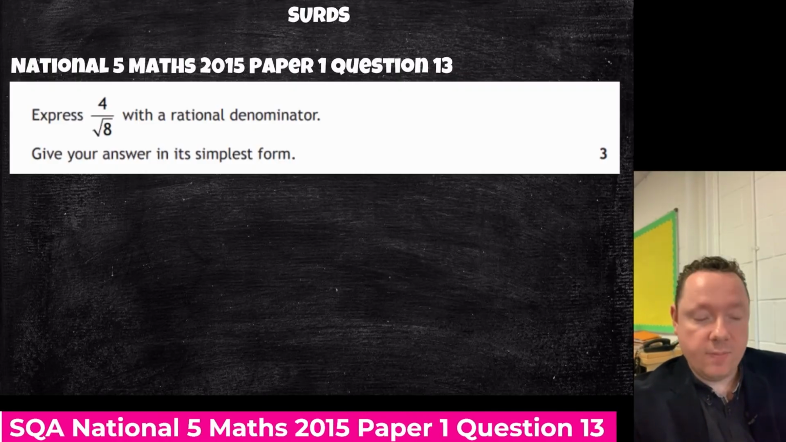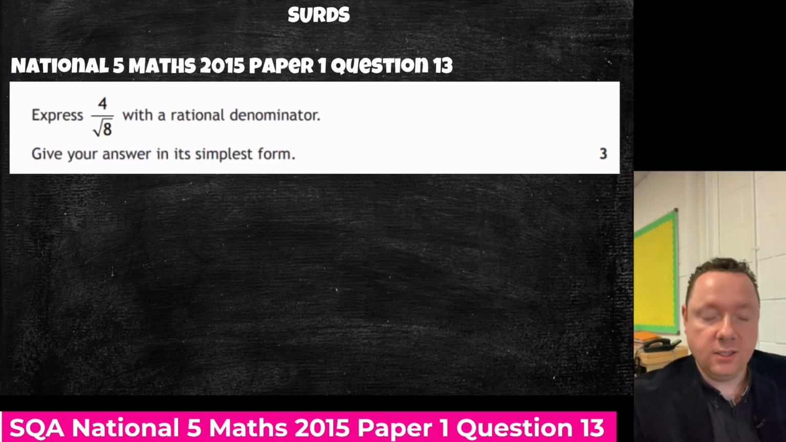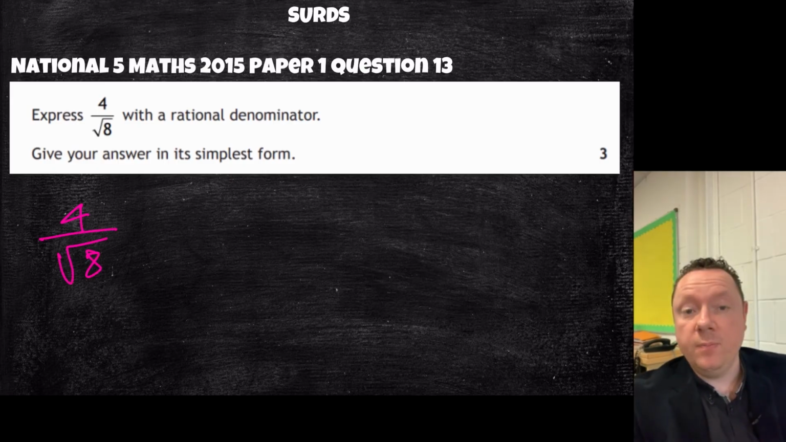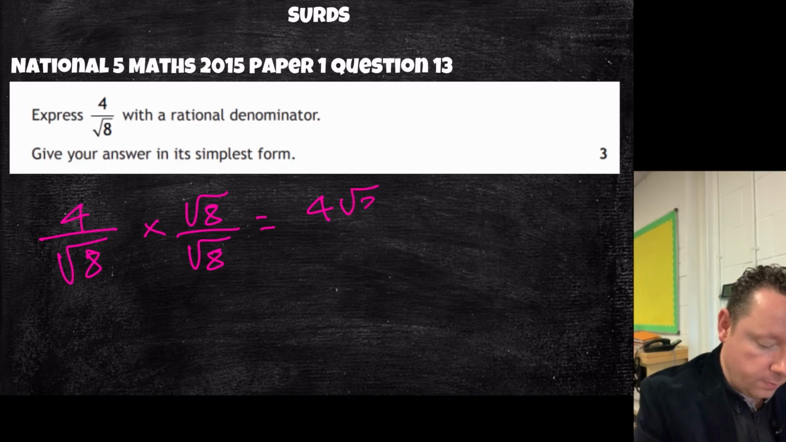Surds, SQA National 5 Maths 2015, paper 1, question 13. Express 4 over root 8 as a rational denominator in its simplest form. So I've got 4 over root 8. I can either simplify the root 8 at the start or at the end. I'll just do it at the end. So I'll times by root 8 over root 8. That gives me 4 root 8 on the top over 8 on the bottom.